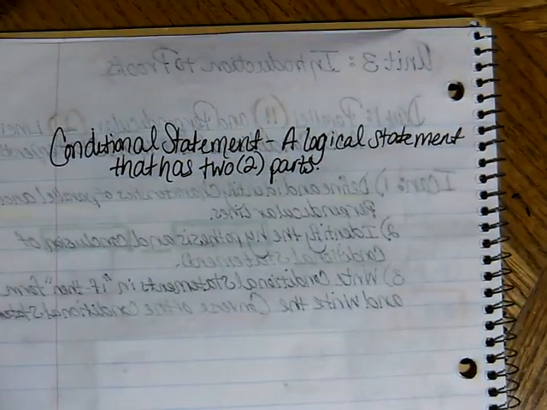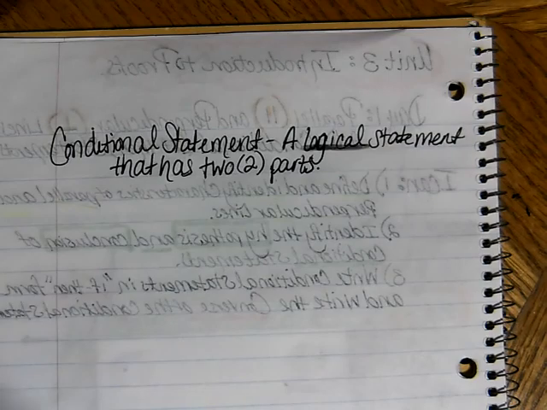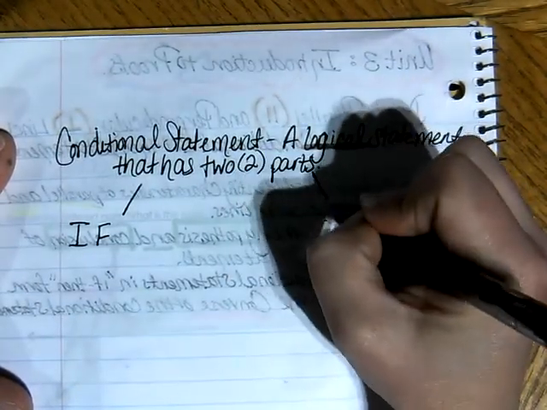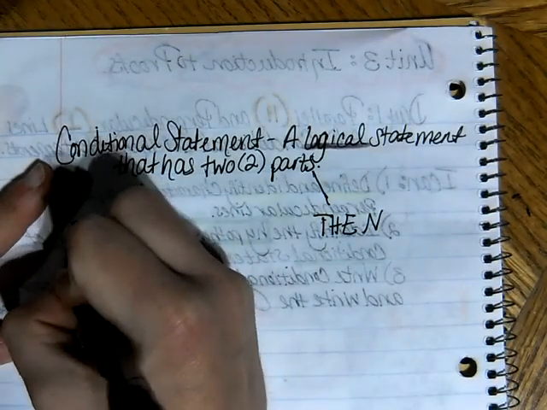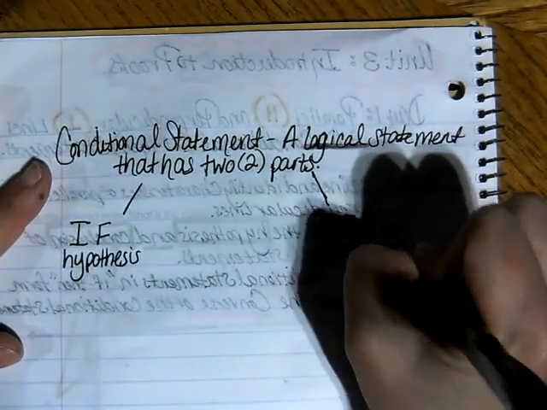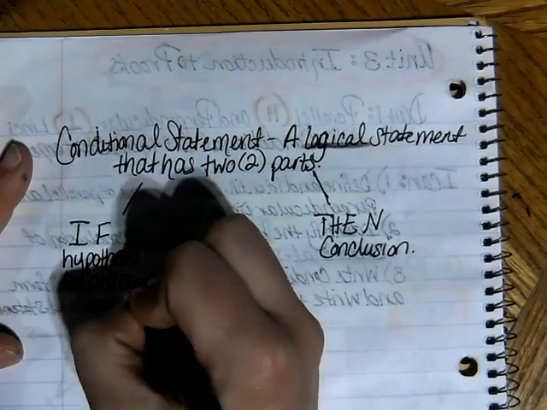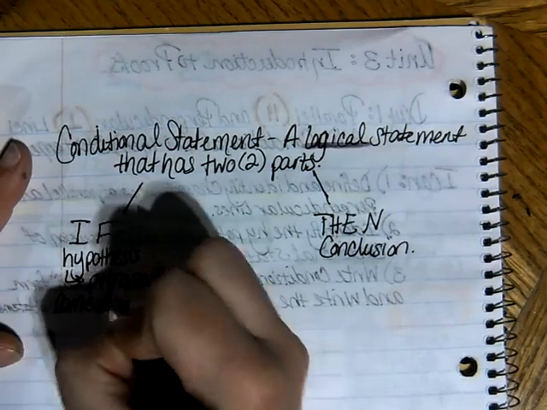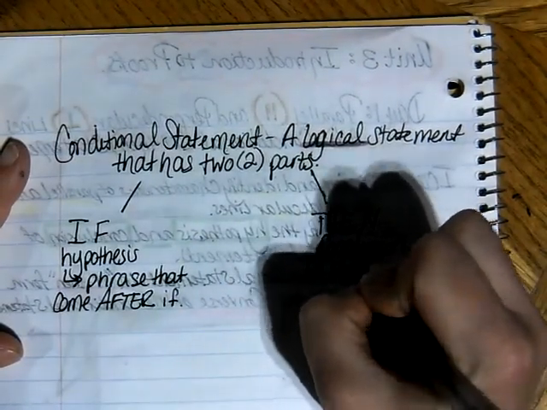So it is a logical statement that has two parts to it. Logical meaning that it makes sense, it has a beginning, and it has an end. And the two parts are the if part and the then part. The if part is also known as the hypothesis. And the then part is called the conclusion. The hypothesis is the phrase that comes after if. And the conclusion, that is the phrase that comes after then.